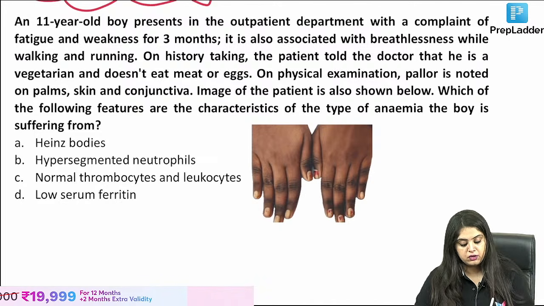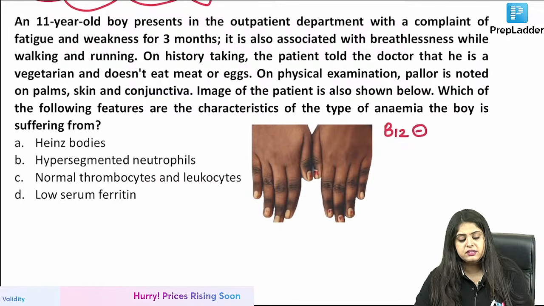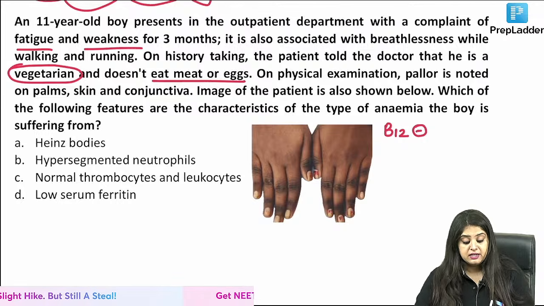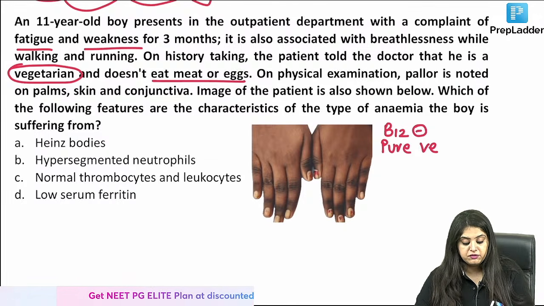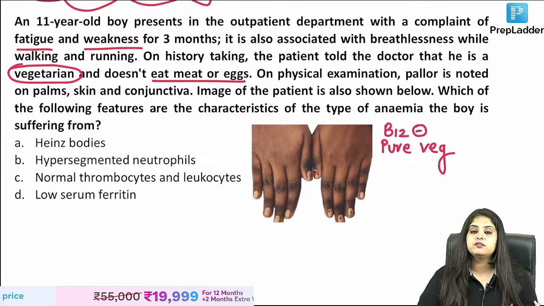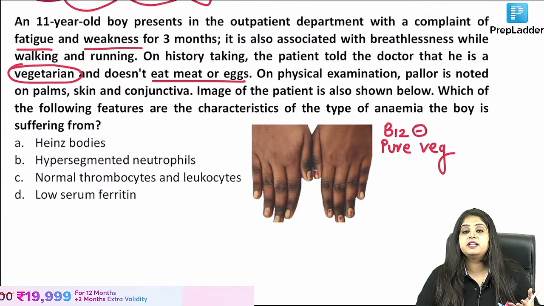I will always think of B12 deficiency. Further in this patient, yes, there was weakness and fatigue, but there is a pure vegetarian diet, no eggs, no meat. Again, B12 deficiency is very common in pure vegetarians. In fact, if someone is vegan, then it is all the more severe. Vegan people don't even have dairy products.